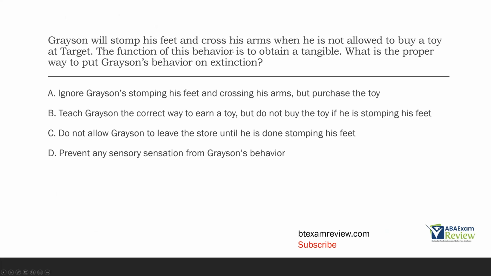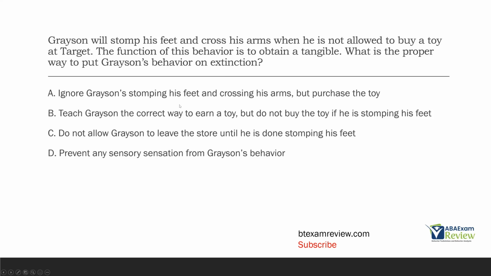Now, why is the function of the behavior important when you're putting it on extinction? Well, the function of the behavior is going to indicate what reinforcement you are withholding. If the function is a tangible, then the extinction is going to involve withholding a tangible. If the function is attention, then extinction will involve withholding attention, and so on. That is the essence of extinction as it relates to function. Function is going to tell you what you need to withhold. In this case, Grayson stomps his feet and crosses his arms in order to buy a toy at Target. So he's trying to get the toy. If we're going to put this behavior on extinction, what are we going to withhold?